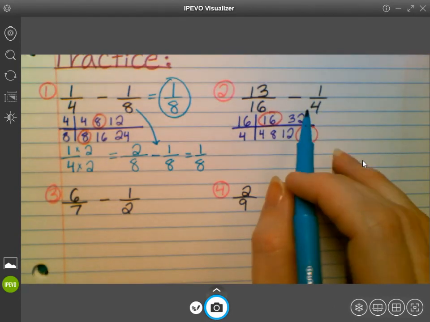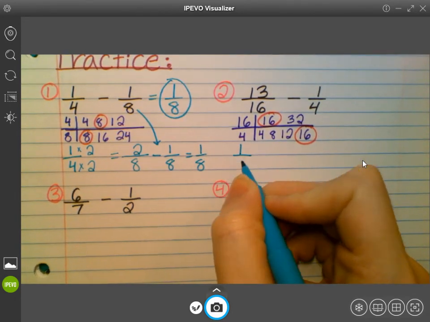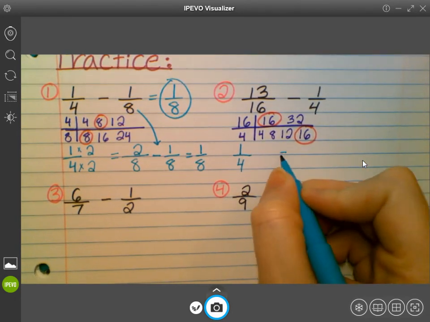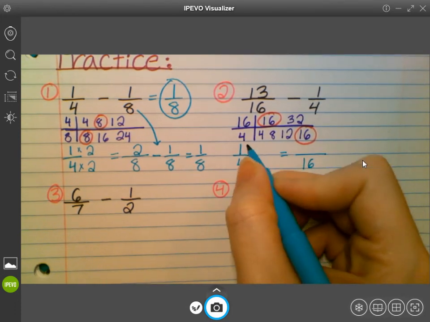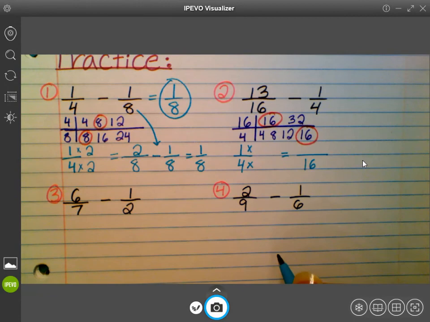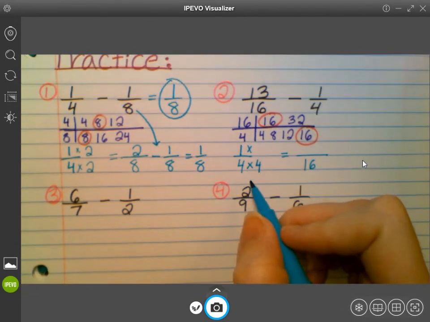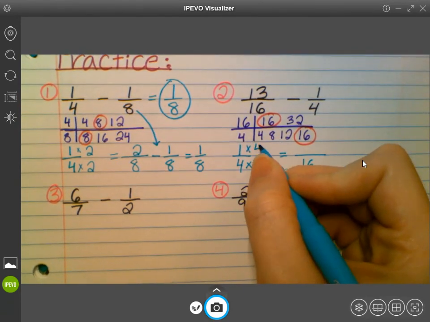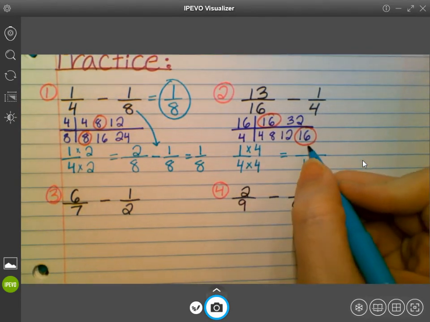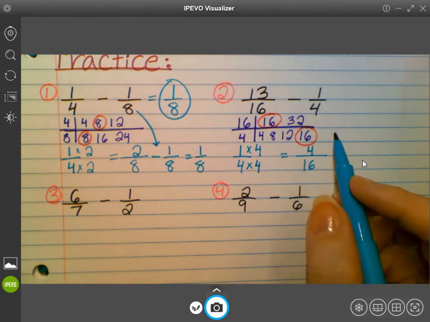1/4 though, I needed to have 16 as the denominator. So 1/4 equals something over 16. So 4 times 4 gets me 16. Whatever I do to the denominator, I have to do to the numerator. So I'm also going to multiply that by 4. 1 times 4 is 4. How many of you got 4/16 when you converted 1/4?